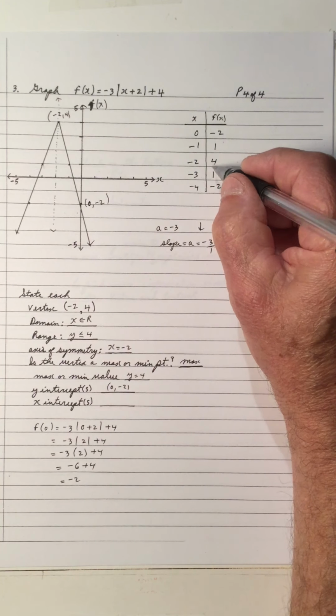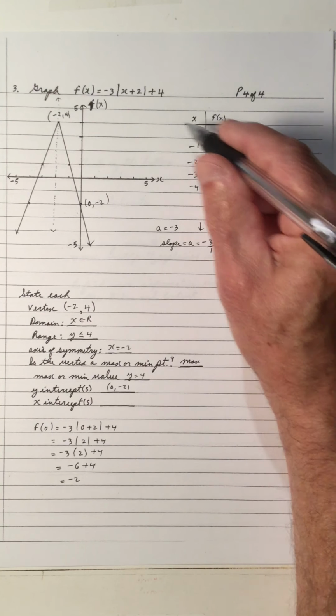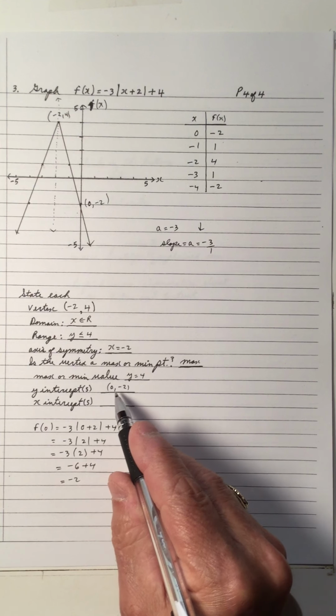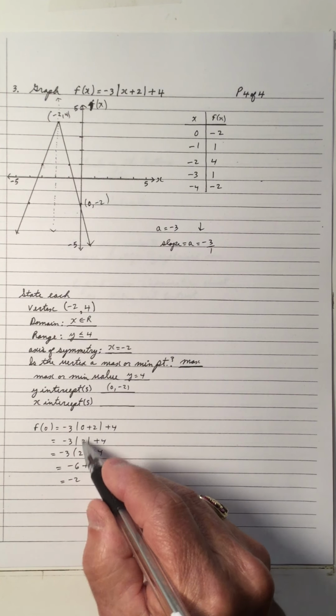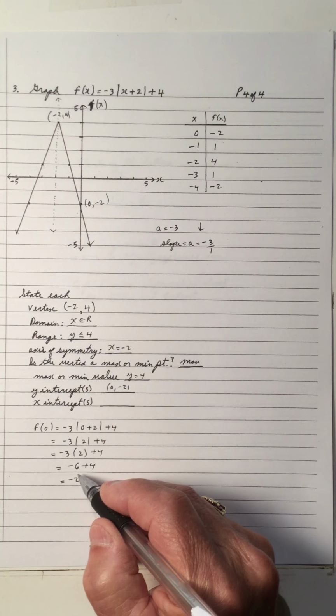Now I could have got that from right here in the table of values also. But if you didn't graph it and you wanted to work out the y-intercept, you would sub in x equals 0 and work it out. But I could have looked here and got it, or I could have worked it out and got it.